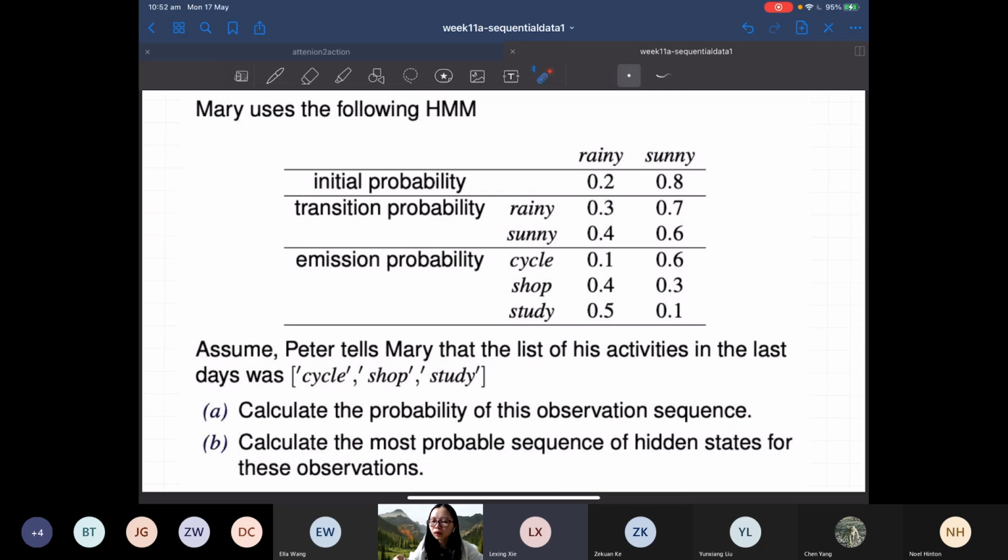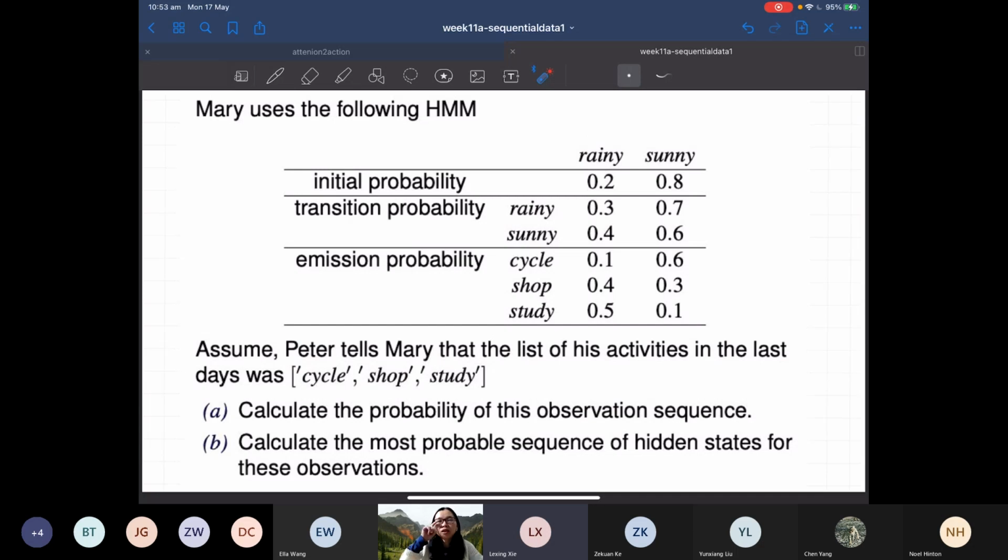If it is a rainy day, then Peter most likely does shop and study, and only occasionally still goes out for cycling. And if it's a sunny day, he doesn't study much. He cycles and shops. That means maybe overall Peter tends to cycle and shop more, because sunny is by default more likely. So Peter tells Mary that the list of his activities in the last 3 days was cycle, shop, and study. So he's covered the whole spectrum.